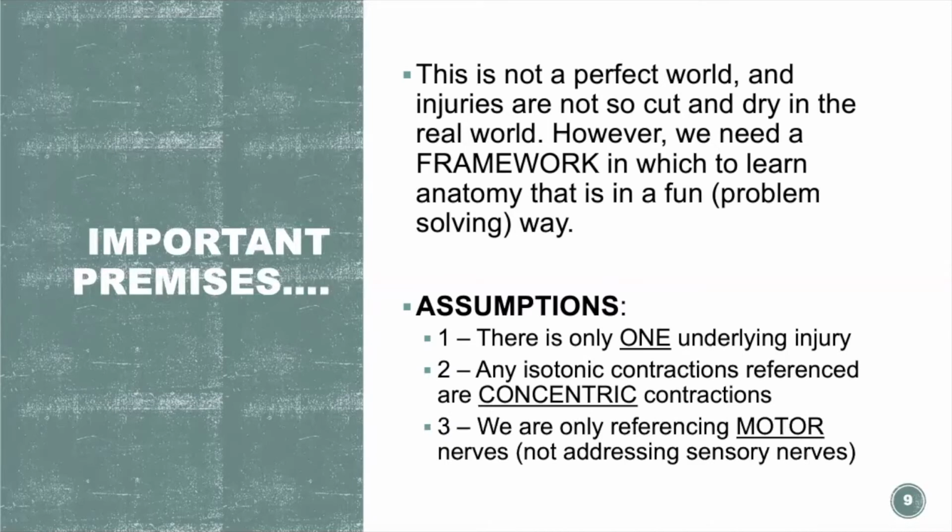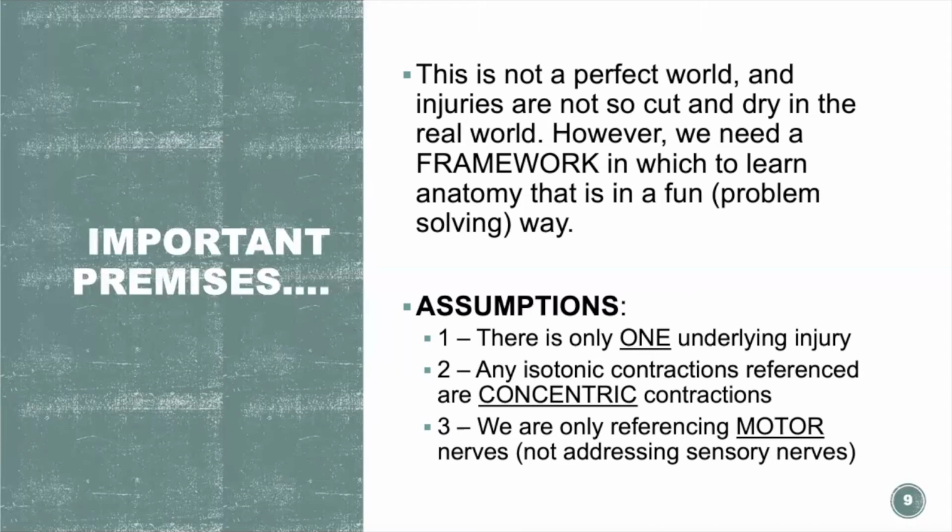And our third assumption is that we are only going to be referencing motor nerves when we are talking about nerve damage here, which means we are not addressing sensory nerves, in which if sensory nerves would be injured, you would also have pain associated with this. But this is a way for us to test and find out what nerves might be the ones that are damaged, that are causing issues with the movements that we are trying to perform.